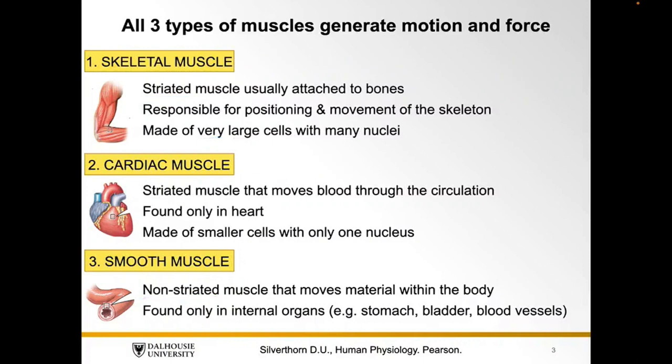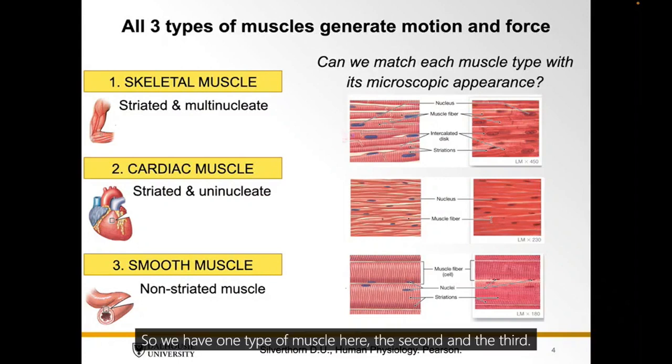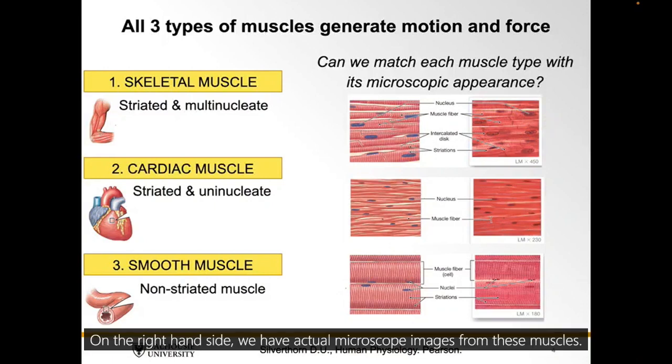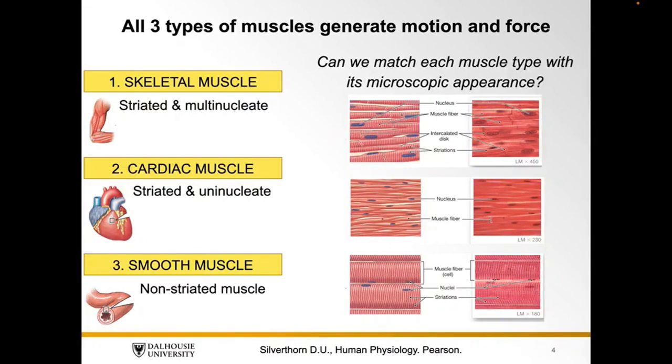So now that we know that, let's try to match each muscle type with its appearance under a microscope. So we have one type of muscle here, the second, and the third. On the right-hand side, we have actual microscope images from these muscles, and on the left-hand side, you have the representative cartoon. So let's focus on the cartoons first.